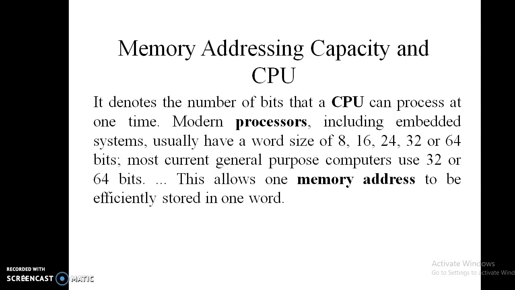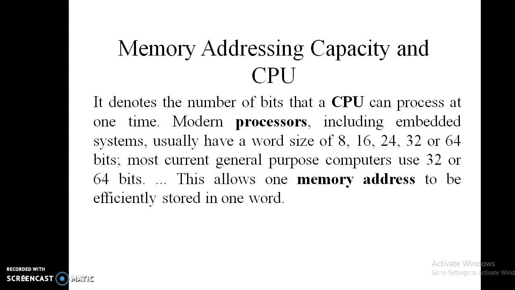What is called memory addressing capacity means it denotes the number of bits that a CPU can process at one time. Modern processors, including embedded systems, usually have a word size of 8, 16, 24, 32 or 64 bits. Most currently general purpose computers use 32 or 64 bits nowadays.